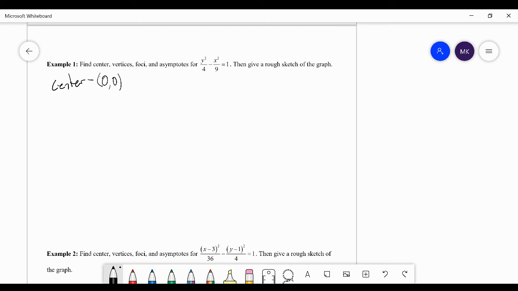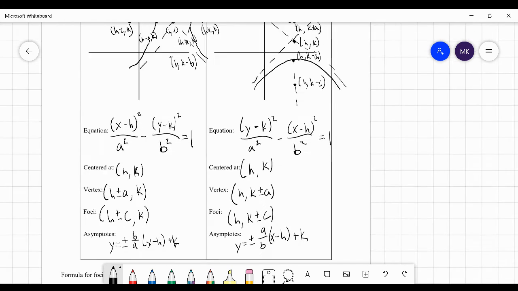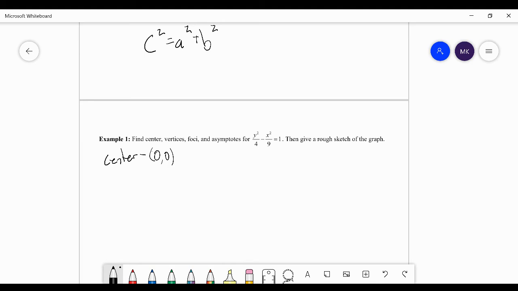Now the next thing I notice is I have the y term minus the x term. So if we go back up here to our general equation, if I have the x term subtracted from the y term, so the y term's first, that is a vertical transverse axis. So if we come down here, I just want to make a note to myself that this is a vertical transverse axis.